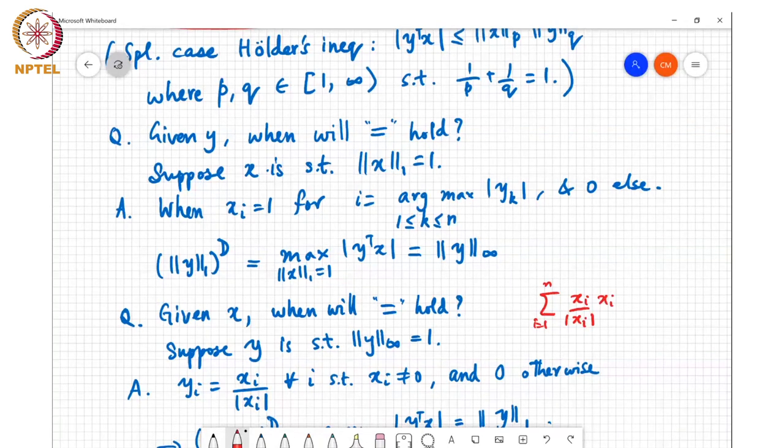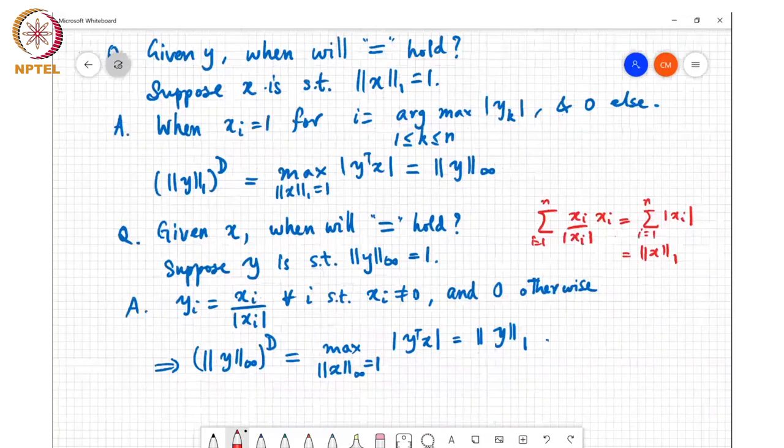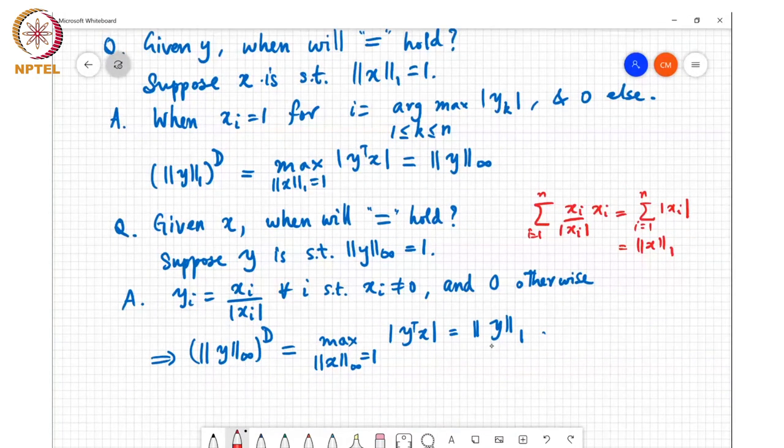And this is xi times xi over mod xi, so this is equal to the summation i equal to 1 to n of mod xi. Okay, so because this is xi square, and I can also write that as mod xi square, and that divided by xi is just mod xi, which is in turn equal to the L1 norm of x. And as a consequence, the dual norm of the L infinity norm is the L1 norm.